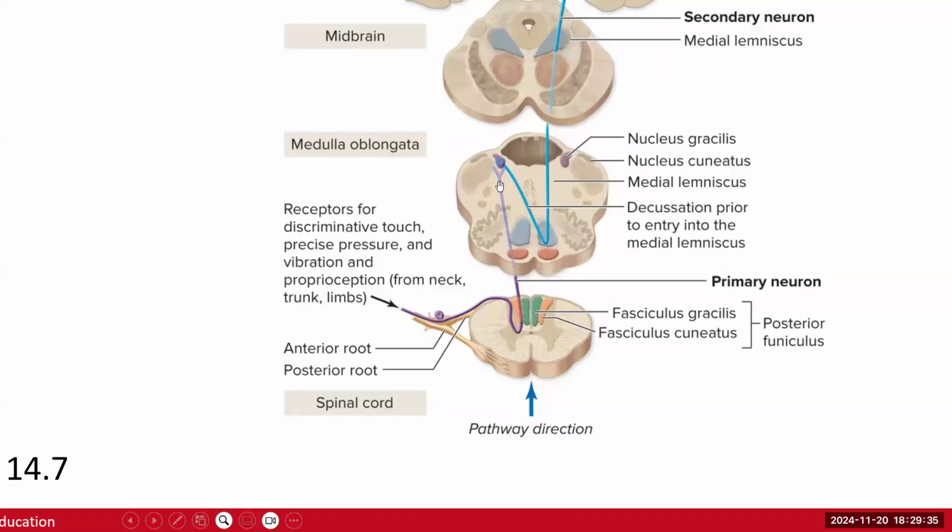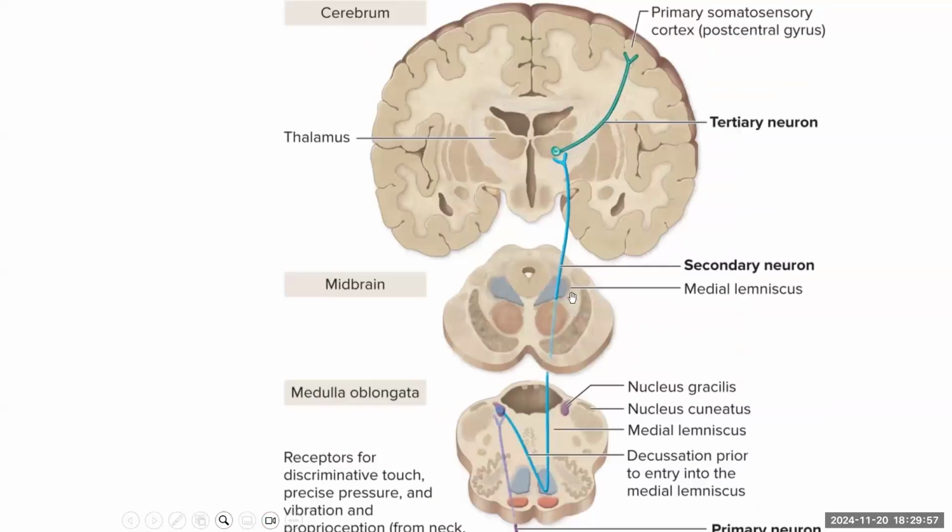So here, the secondary neuron is going to then exit out of the nucleus cuneatus or the nucleus gracilis, and it's going to cross over and decussate into that medial lemniscal tract there. And it's going to ascend up through the pons, through the midbrain. All of that is the medial lemniscal tract until it gets all the way up here to the thalamus, to the relay station, where it synapses onto the tertiary sensory neuron.